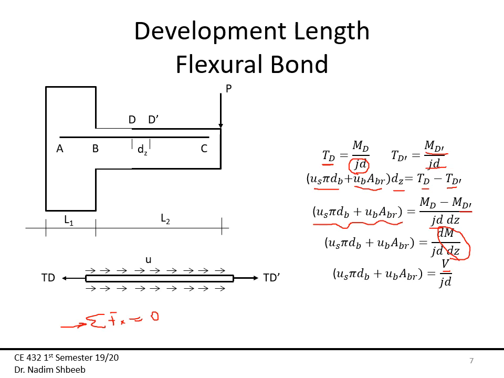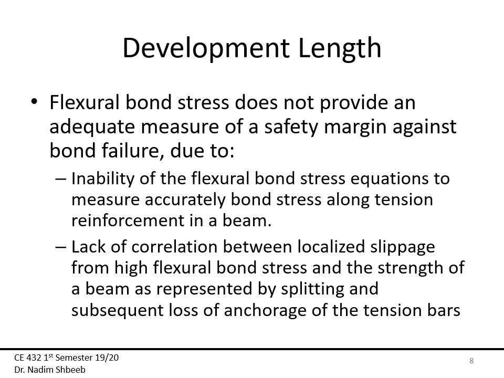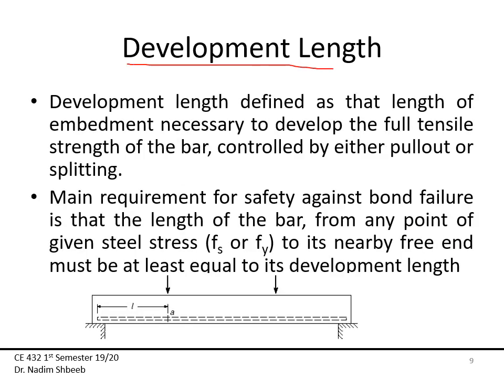But as I said, these are very simplified equations. They do not provide an adequate measure of safety because we really don't know what they actually look like. The other thing is, like I said, there is some localized action going on, because we said at the beginning that some portions of the beam are cracked and some are uncracked. So because of that, the bond strength is not quite as simplified as I have shown you, and that obviously leads to the definition of what I call the development length.